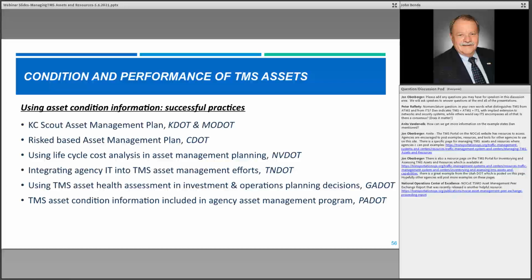Good examples of successful practices. There are numerous ones out there, more than what's listed on the sheet here. And I would encourage you to look at the KC Scout Asset Management Plan that's jointly used by KDOT and MoDOT. KC Scout is their traffic management system across the two states. There's a really neat risk-based management plan used by Colorado DOT. And then using life cycle cost analysis and asset management planning that Nevada DOT has put together.